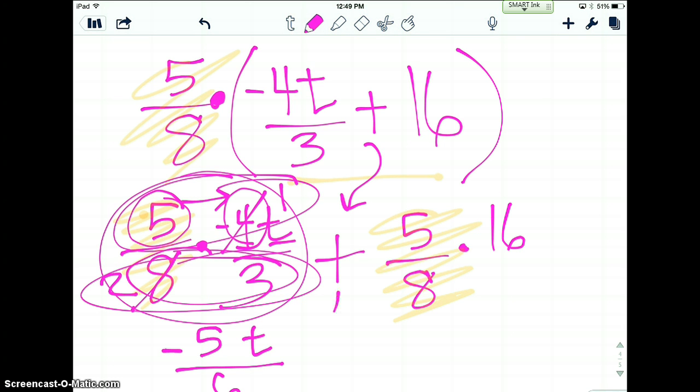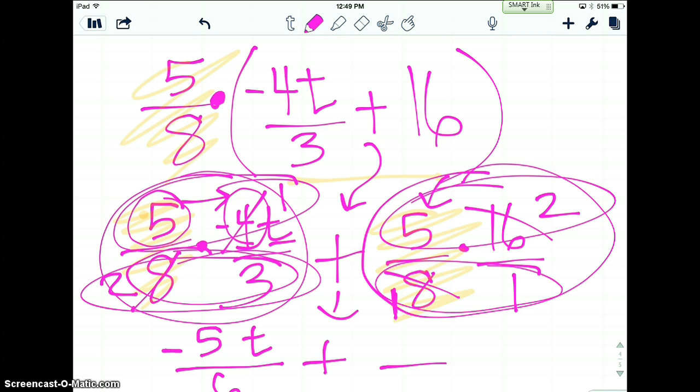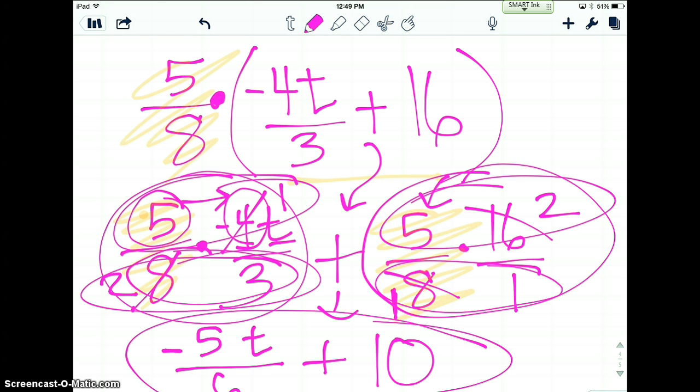Anyway, bring down the plus, and now we have to do 5/8 times 16. I see a fraction here, so I'm going to make 16 a fraction. That would be 16 over 1. Positive times positive is going to be a positive number. And then let's cross-reduce this thing. The 8 and the 16 both go into 8. So 8 would become 1, and 16 divided by 8 is 2. So I multiply across, and I'm at 10 over 1, which is really just 10 divided by 1, which is 10. Wow. So I end up with that beautiful algebraic expression, negative 5/6 t plus 10.